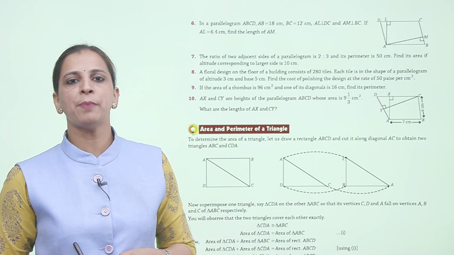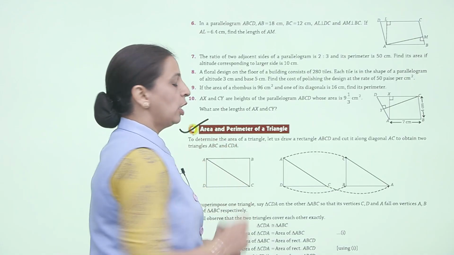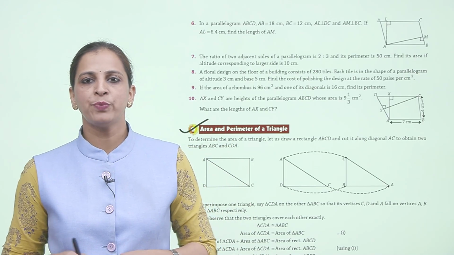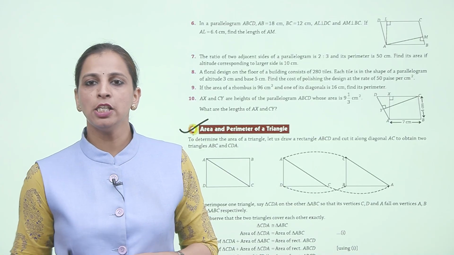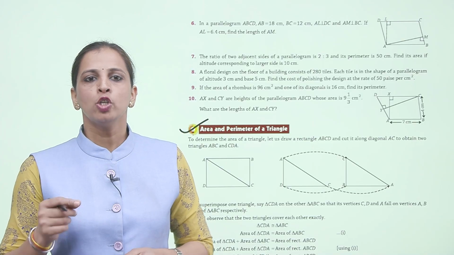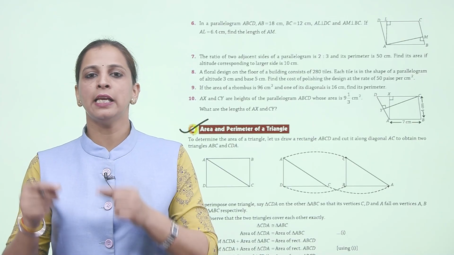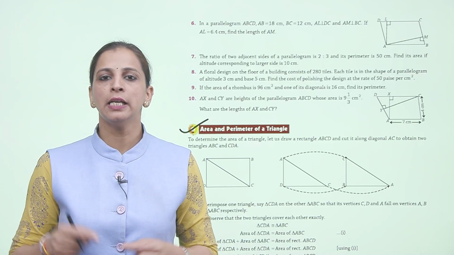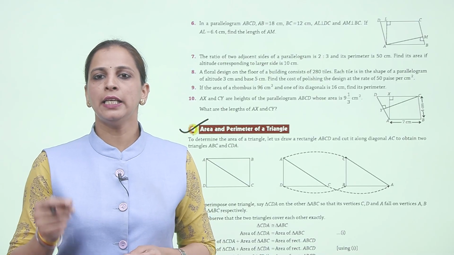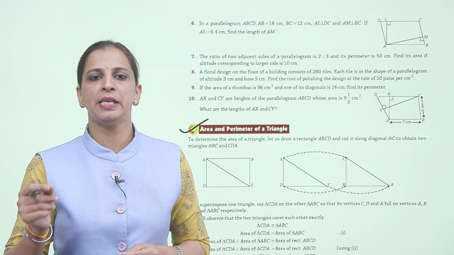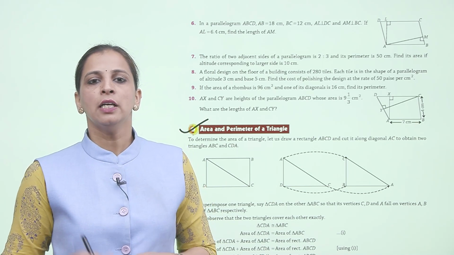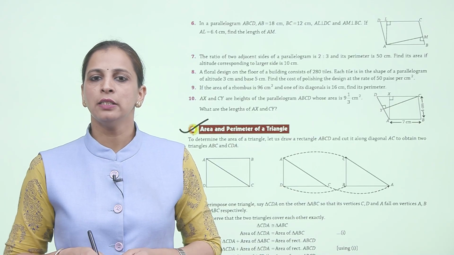Now next is area and perimeter of a triangle. To determine the area of a triangle, let us draw a rectangle ABCD and cut it along diagonal AC to obtain two triangles ABC and CDA. Now superimpose one triangle, say triangle CDA, on the other triangle ABC so that its vertices C, D and A fall on vertices A, B and C of triangle ABC respectively. You will observe that the two triangles cover each other exactly.